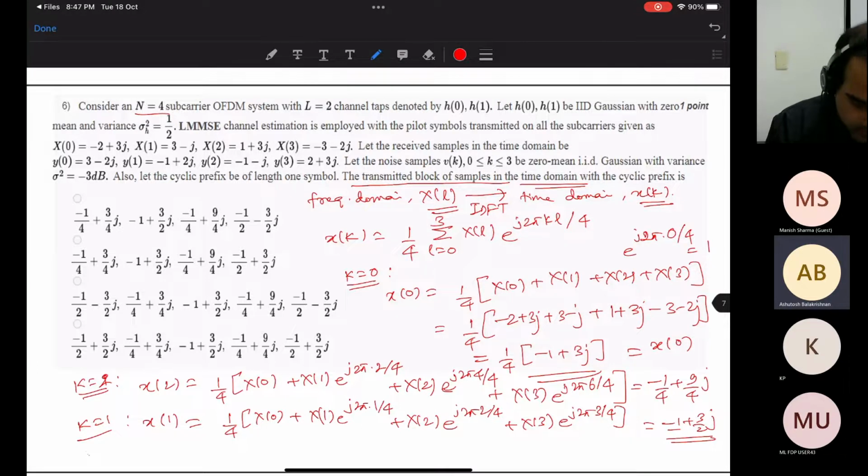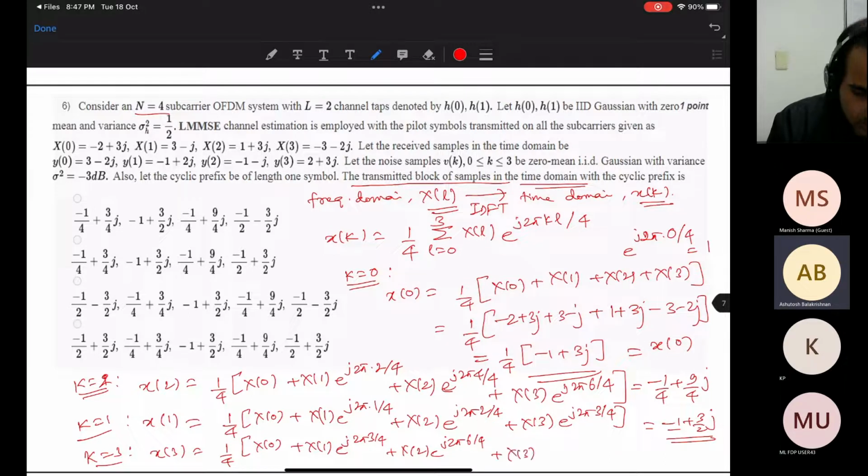I'll just sneak in k is 3 here. So x3 is 1 by 4 times x0 plus x1 e to the power j 2 pi 3 by 4 plus x2 e to the power j 2 pi 6 by 4 plus x3 e to the power j 2 pi 9 by 4. Is anyone having any confusion in how to solve the IDFT? Just feel free to ask. This comes out to be this.